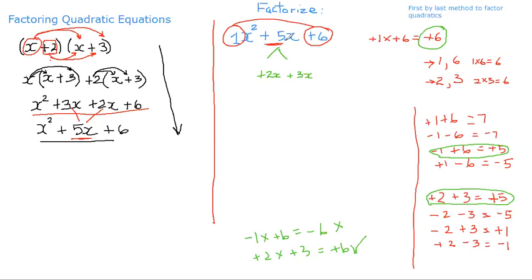But if I split this middle term up and I put everything else back there, so I have my x squared and I have my plus 6, I can actually look at this in two parts and I can factor this part first. So let's factor that, x squared plus 2x.